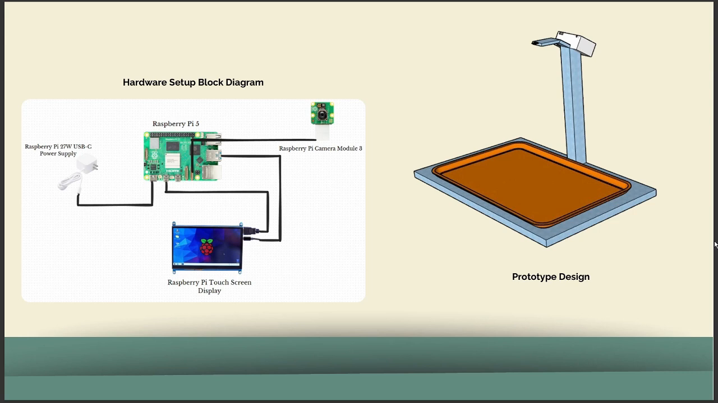The Raspberry Pi 5 acts as the main processing unit, running the software and handling data from the camera and user interface. Raspberry Pi Camera Module 3 captures real-time images or video. The Raspberry Pi touchscreen display provides a graphical interface for users to interact with the system. And the 27 watts USB-C power supply delivers stable and sufficient power to run all components of the system.